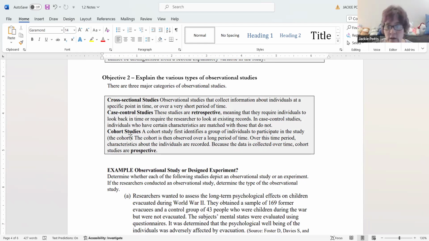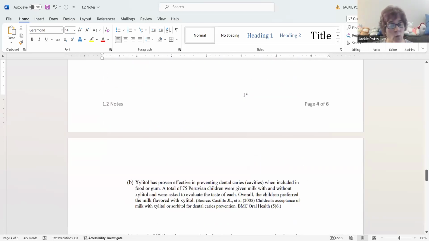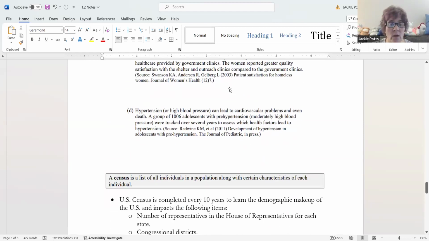Well, it's cross-sectional because we're asking them about a specific point, which is when they received the care. And it was done over a short period of time. Well, pause it for a minute.